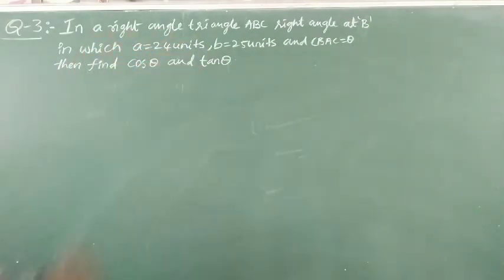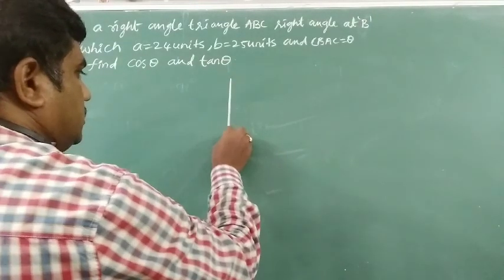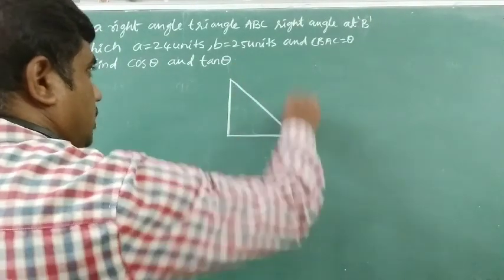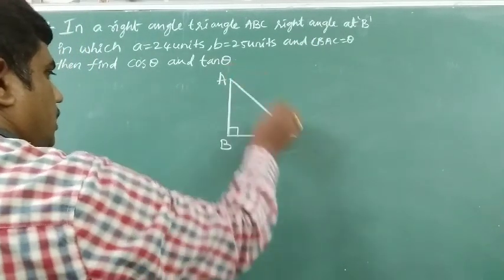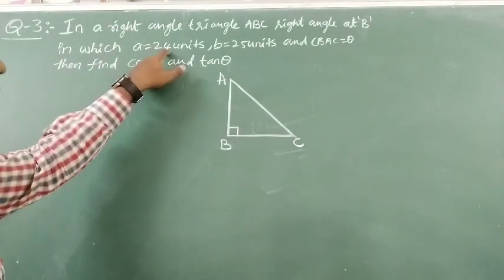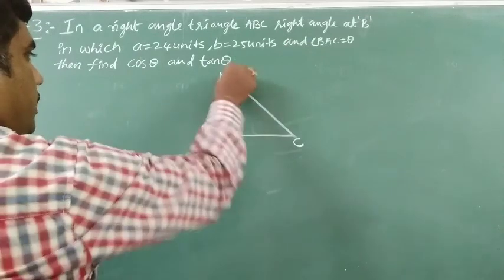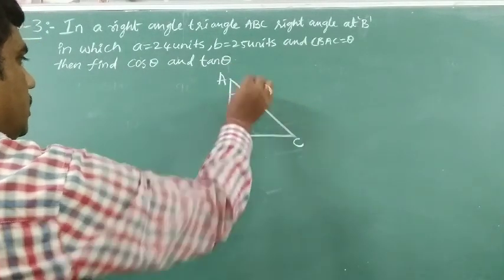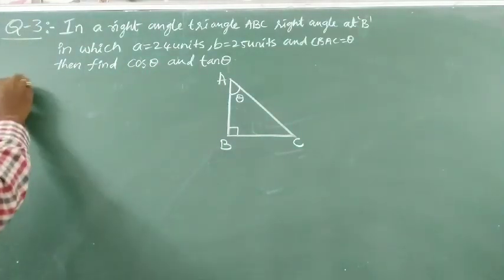So here one right angle triangle is given. The triangle name is ABC and the right angle is at B. The remaining two vertices are A and C. Next, small a and small b are given, and angle BAC is theta. Then we have to calculate cos theta and tan theta value.